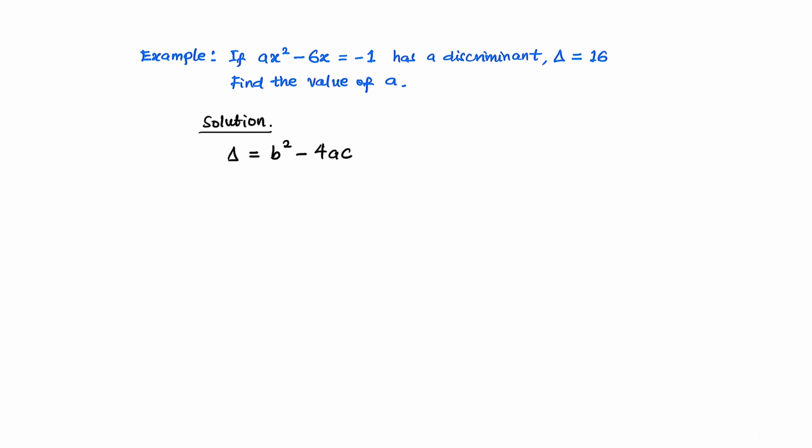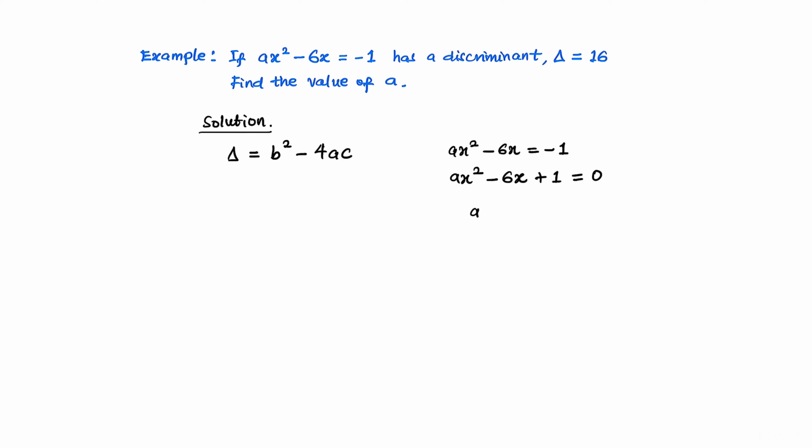Before we can find the value of A, we have to make sure that the equation given to us is in the standard form. So the equation ax squared minus 6x equals minus 1 is not in the standard form. In order to correctly determine the values of A, B, and C to use in the formula of the discriminant, we have to make sure that we are writing the equation in the standard form to avoid any mistake. So rewriting this equation in the standard form, we will have ax squared minus 6x plus 1 equals 0. Now that we have written this equation like this, we can correctly determine the values of A, B, and C.